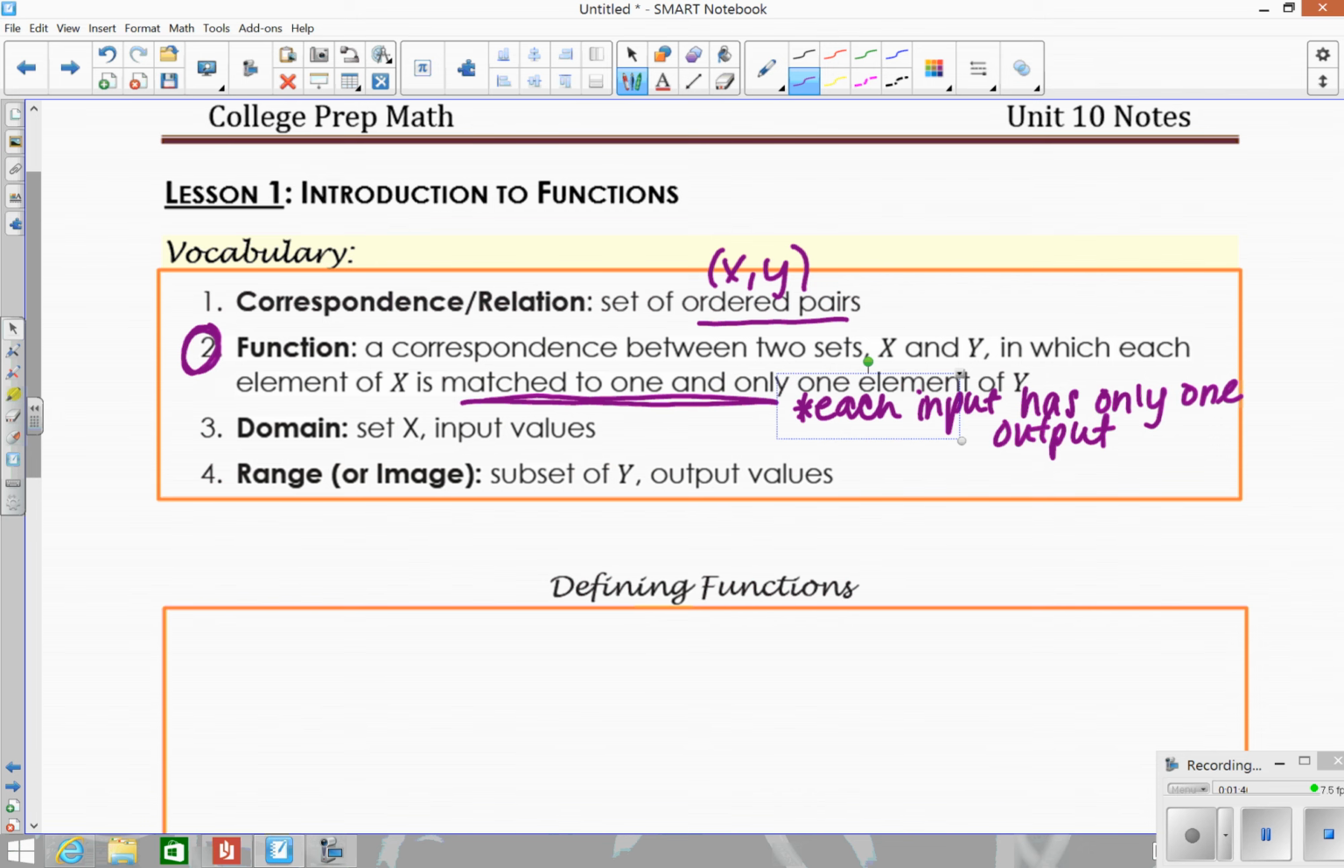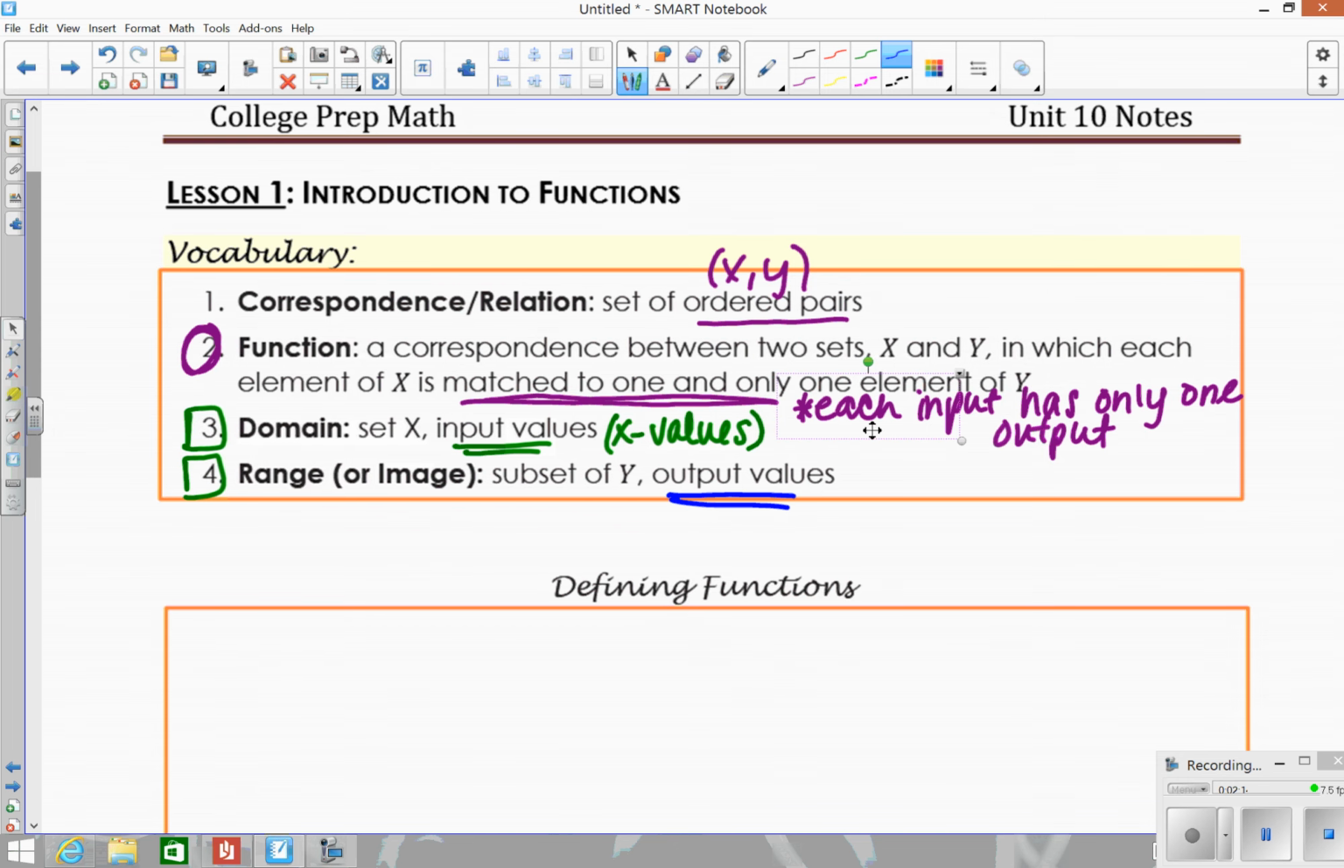Two other important words here are domain and range. Domain means all of the input values. The inputs are also the x values. Those are the elements that we can put into this function or into this rule. And the range is what you get out. It's the output values. If you plug x into an equation, what you get out is the y. So the y is the range, or all possible y values is the range.